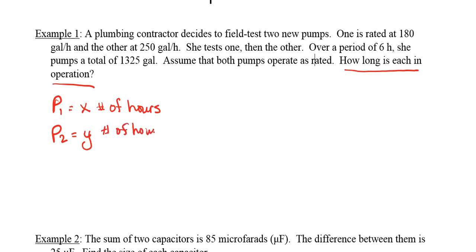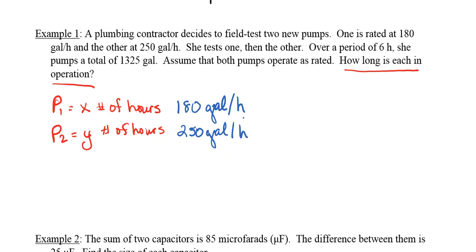Okay, but I can tell right away that I'm dealing with time. One is rated at 180 gallons per hour and the other at 250 gallons per hour. So we'll say that pump 1 is the 180 gallon one. So I'm kind of organizing my information. And then pump 2 is 250 gallons per hour.